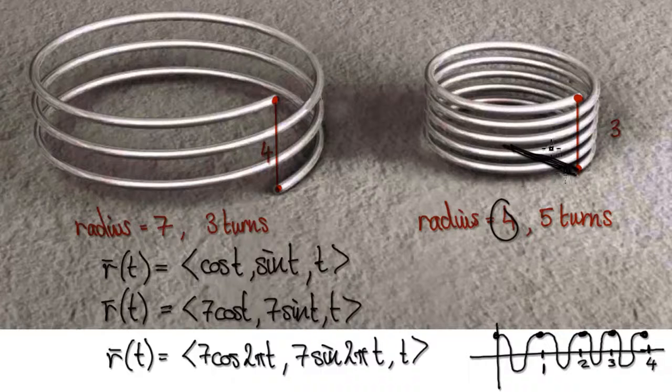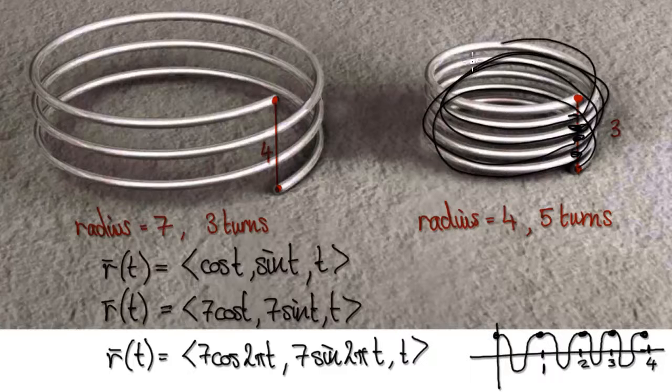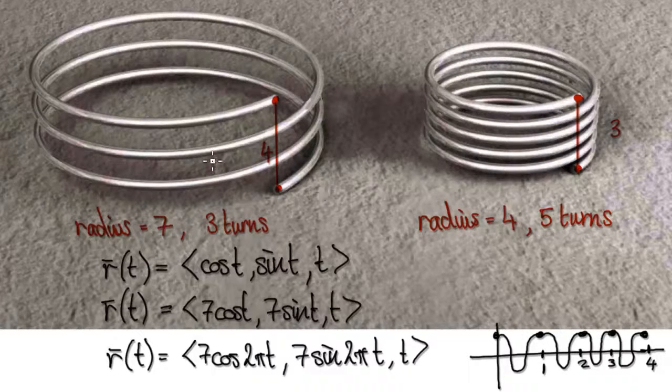It will be shorter in radius, and it will have 5 turns. So 1, 2, 3, 4, 5 turns. So the first step is to set up the position vector for both springs.